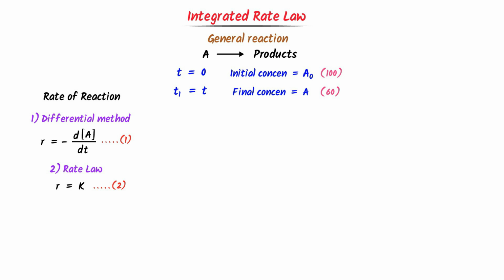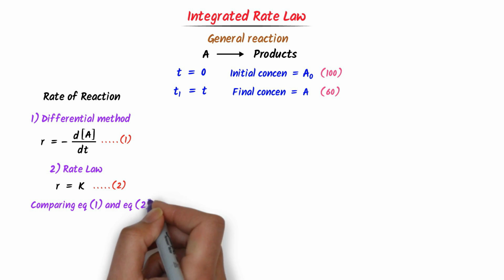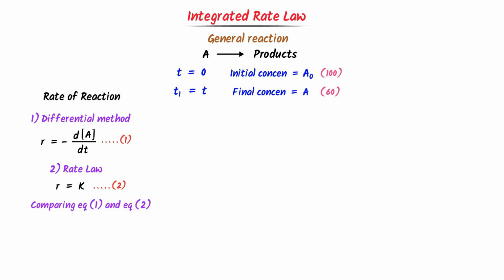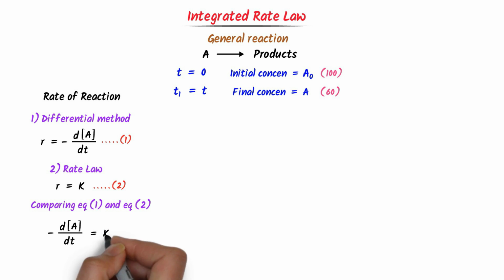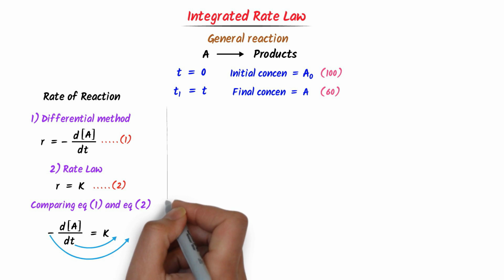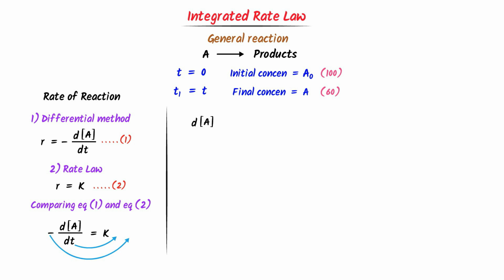Let this be equation number 2. Now comparing equation number 1 and equation number 2, I write minus d[A]/dt is equal to K. I shift dt from the left hand side to the right hand side. I also shift the minus sign from the left hand side to the right hand side. I get d[A] is equal to minus K dt.